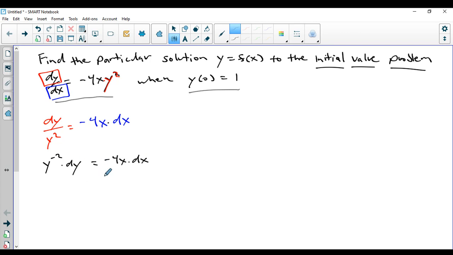All right, so I need to integrate this now. So I'm going to integrate the left side. I'm going to integrate the right side. When I go to integrate the left side, I'm just going to do the power rule. Power rule says add 1 to the power, so negative 2 plus 1 is negative 1. Then divide by that new power, right? So it'll be like 1 over negative 1, okay? And then you're going to get equals over here, you're going to get negative 4 times a half x squared.